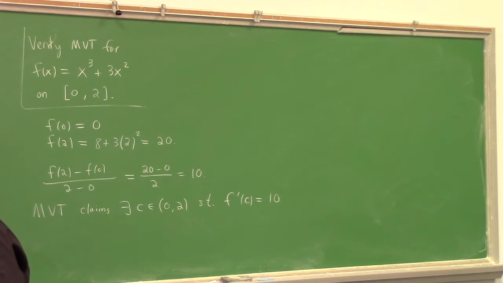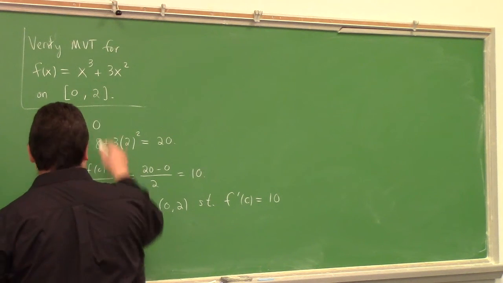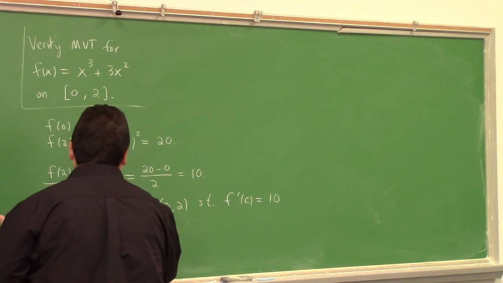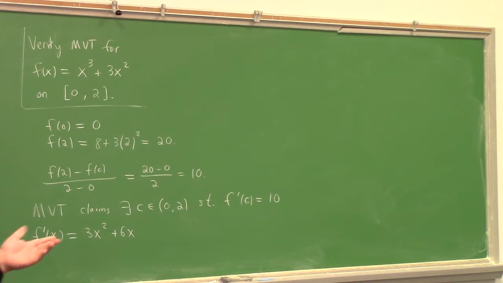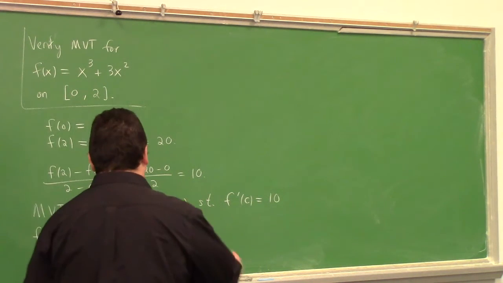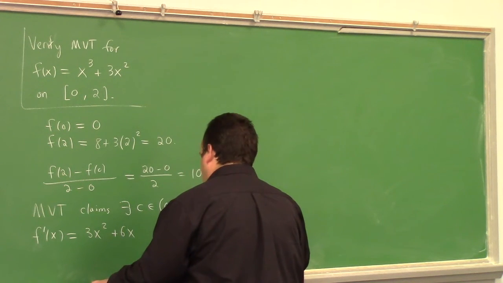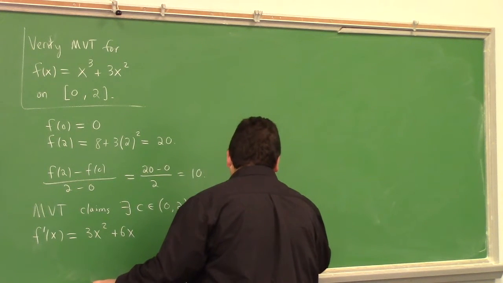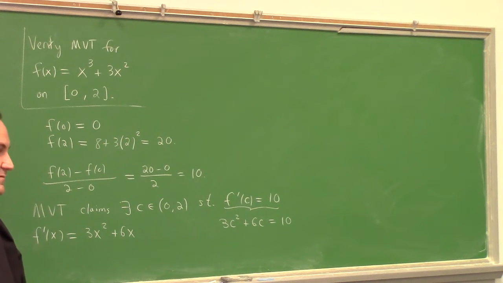All right? So what is f prime of x? 3x squared plus 6x, right? So to verify the mean value theorem, we actually have to find the constant c such that f prime of c is equal to 10. All right? So this gives us the equation, what? 3c squared plus 6c equals 10. Now, if you don't like working with c, you could use x, whatever. But that's a quadratic equation. We can solve it. All right?